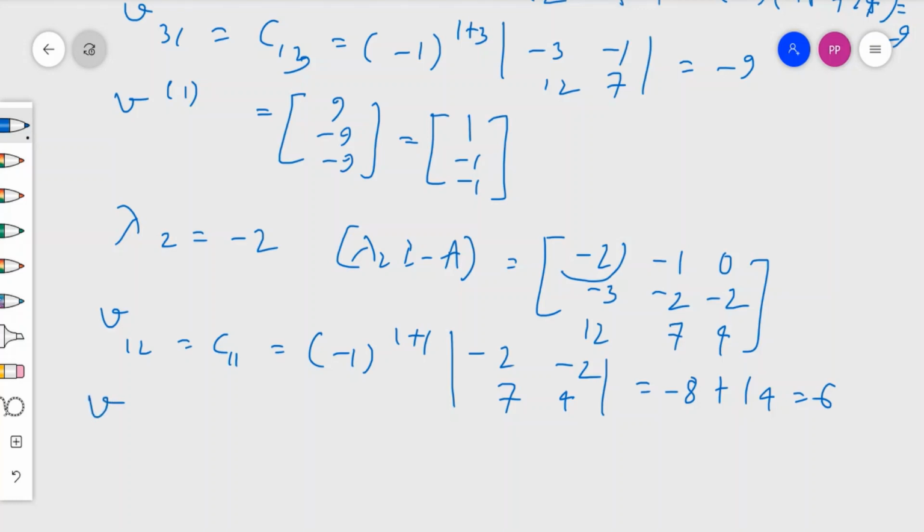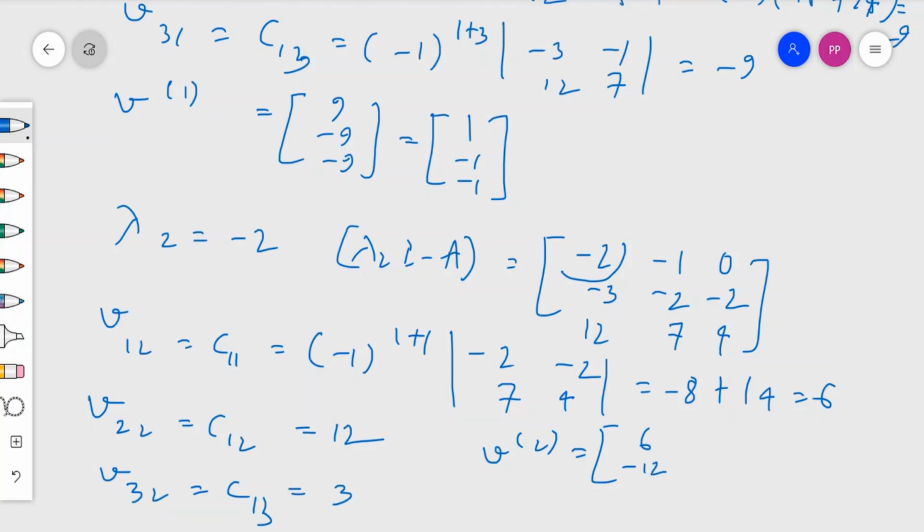Similarly, you can find V22 equal to C12. This is equal to 12. I advise you to calculate it so that you can see how it comes. And V32 is C13, and this equals 3. So therefore we have V2 equals 6 minus 12 and plus 3. This is the same as 2 minus 4 and 1.